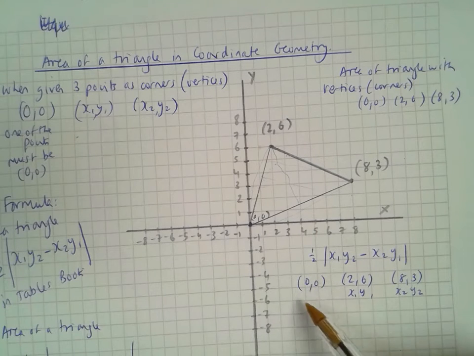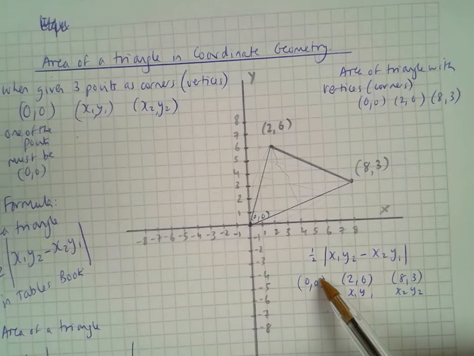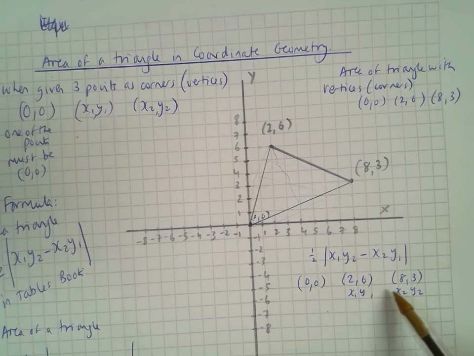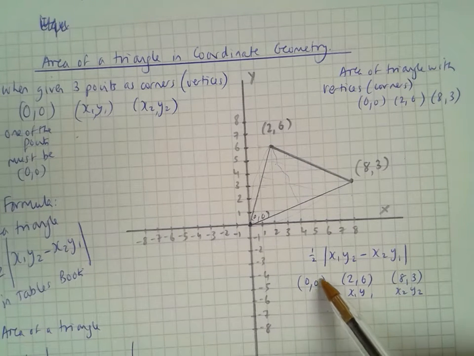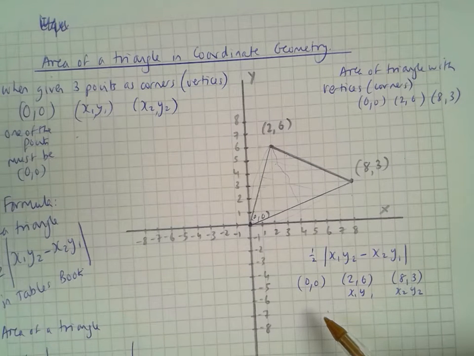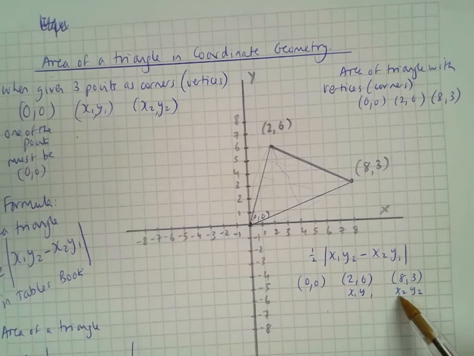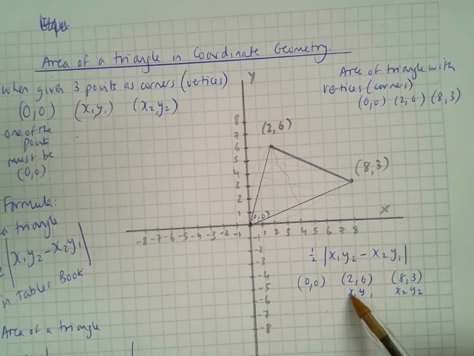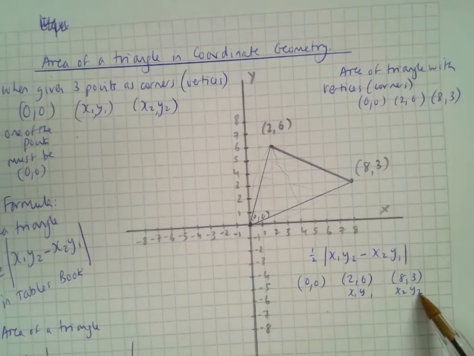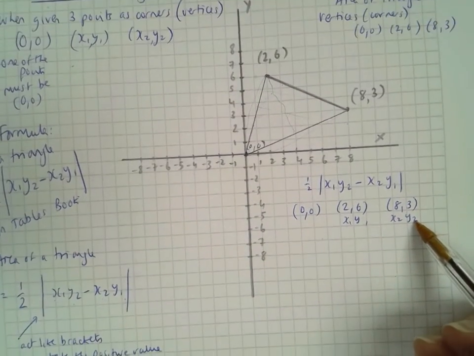In other words, we have to have that point 0, 0, and then we can use the other 2 points in the formula. Without that point, and we'll see in the next video, we can't use this formula. Once we have that one of the points is 0, 0, then we take our other 2 points and we label them x1, y1 and x2, y2. Just remember, if this is x1, this has to be y1. If this is x2, this has to be y2. So let's sub these into our formula now.